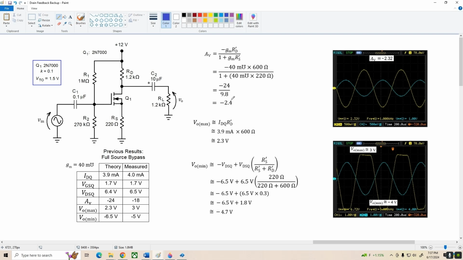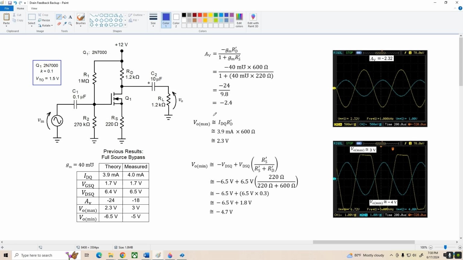Now looking at the scope trace over here, I built the amplifier and I applied an input of 1 volt peak to peak. The output was 2.32 volts peak to peak, so our gain was negative 2.32, which is really close to the predicted value. And that's to be expected. We've got a lot of negative feedback because of the presence of RS, and negative feedback makes the voltage gain very linear and very predictable, and that's what we've got here.